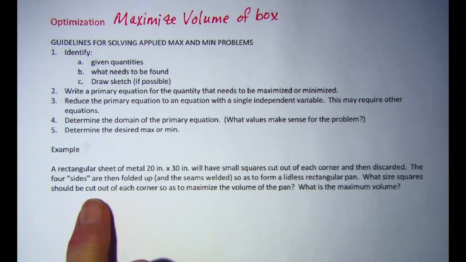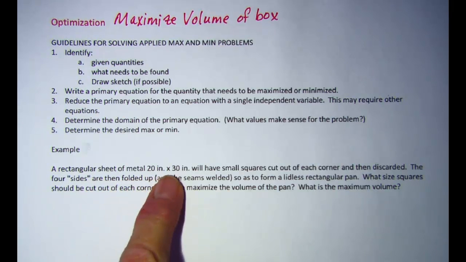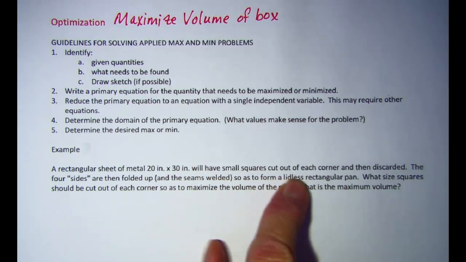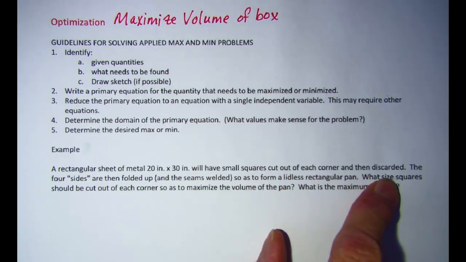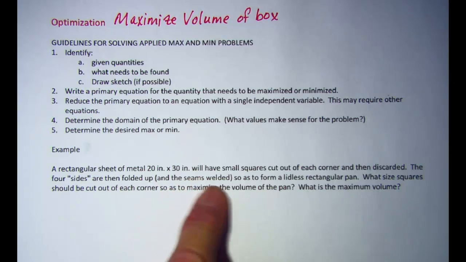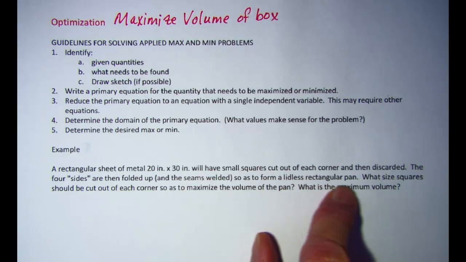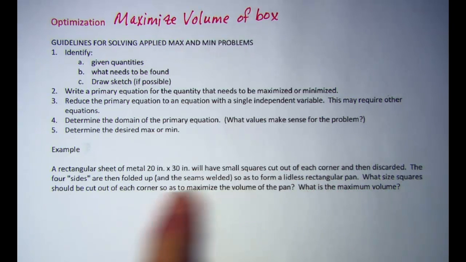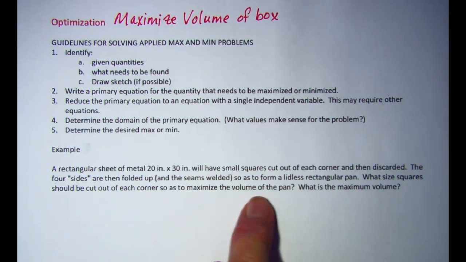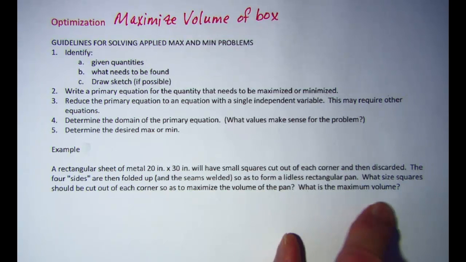The problem that we'll be solving is: a rectangular sheet of metal 20 inches by 30 inches will have small squares cut out of each corner and then discarded. The four sides are then folded up and the seams welded so as to form a lidless rectangular pan. What size squares should be cut out of each corner so as to maximize the volume of the pan? And then also we need to find what is the maximum volume.